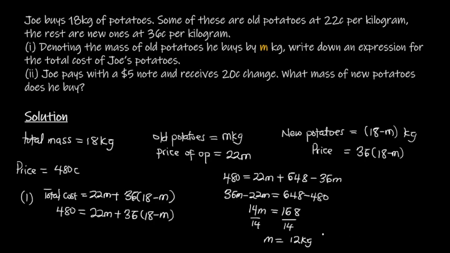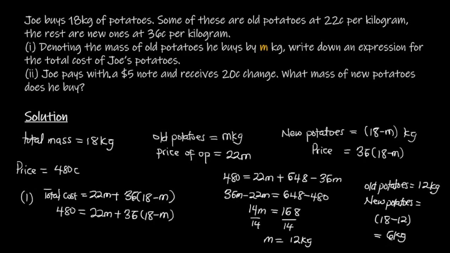Now if the mass of the old potato is equal to 12 kilogram, then it means the new potatoes will be equal to 18 minus 12, and that will give me 6 kilogram over here.